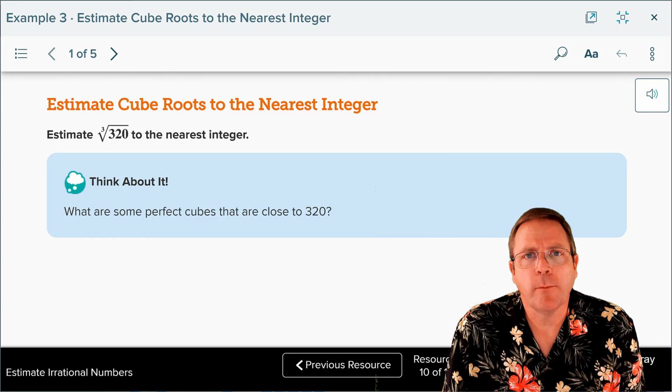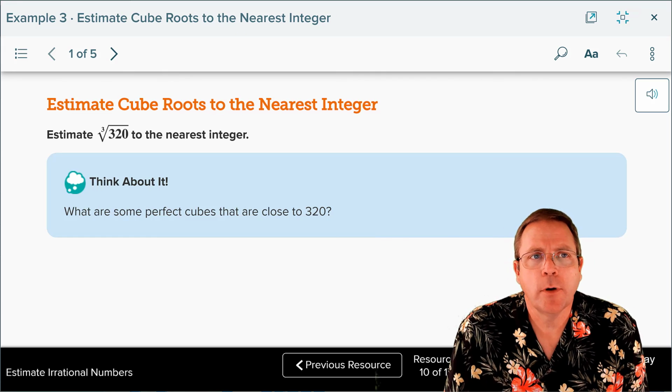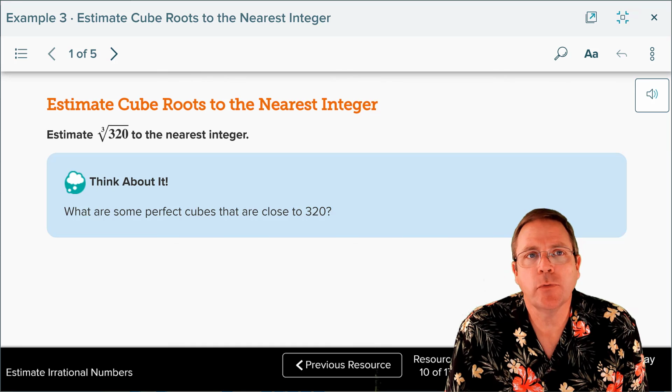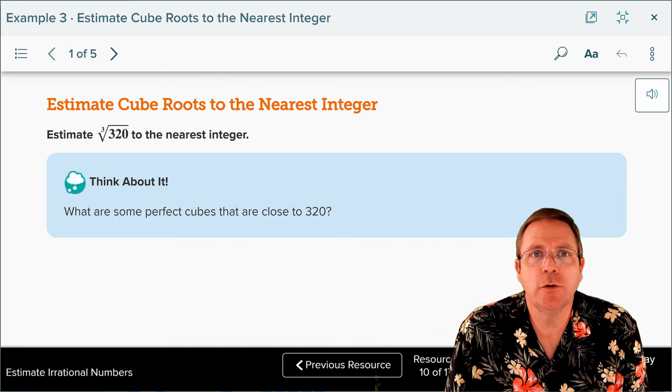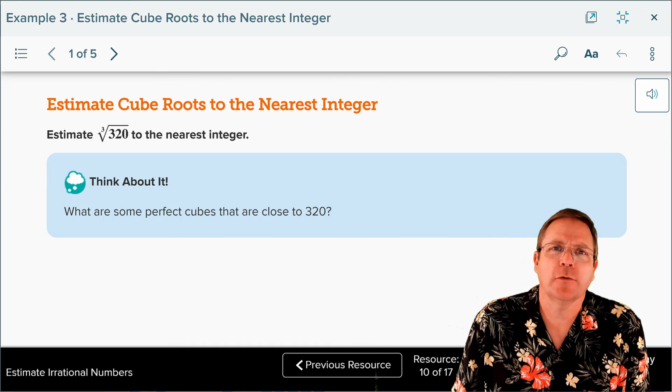That is going to be it for part 1. When you come back to part 2, we're going to do example 3, where we learn to estimate cube roots to the nearest integer. I'll see you in that video.